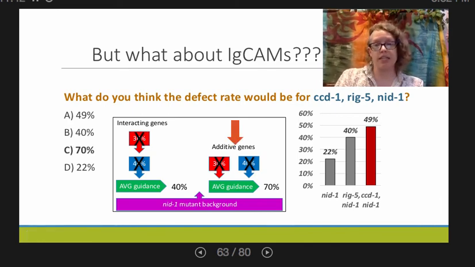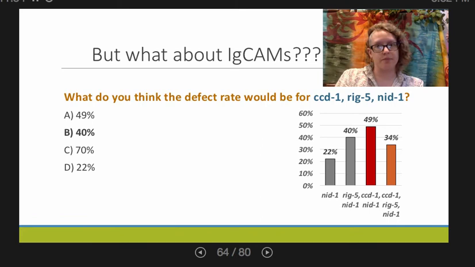This is what I predicted. I predicted that I would see additive interactions, that CCD1 and Rig5 have nothing to do with each other, and I would see a nice big tall line. This is what I actually saw. Surprise!